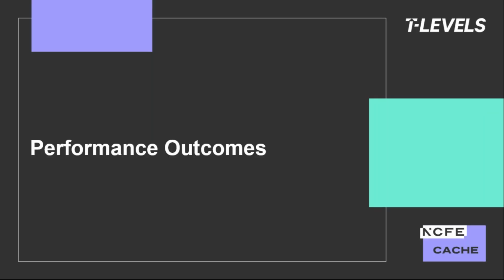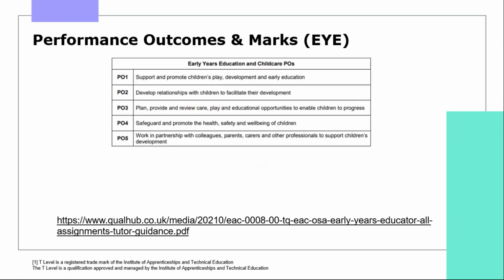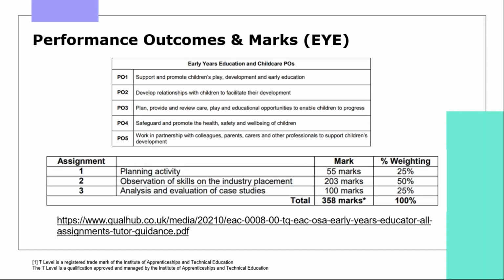Okay, we'll now provide a quick overview of the assessment for performance outcomes and marks for these occupational specialism assignments. So we'll start with the Early Years Educator. The performance outcomes are assessed using a synoptic approach, and you can find the detail regarding which outcomes are assessed in which assessment tasks in the EYE tutor guidance, the link to which is also on the screen now. You can also see how the different assignment tasks contribute to the overall grade for the occupational specialism, with 50% being assigned to assignment 2 and assignments 1 and 3 being 25% each.